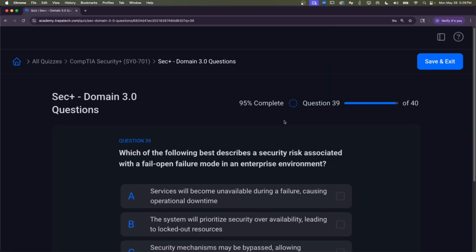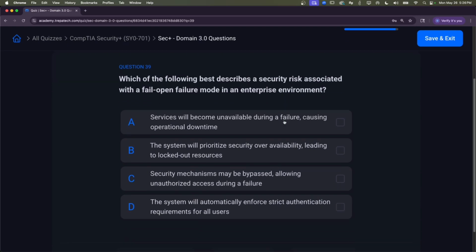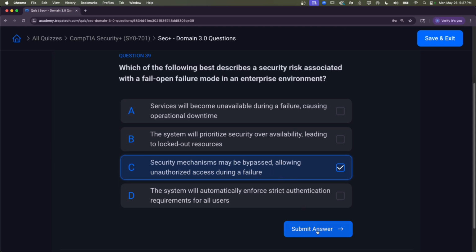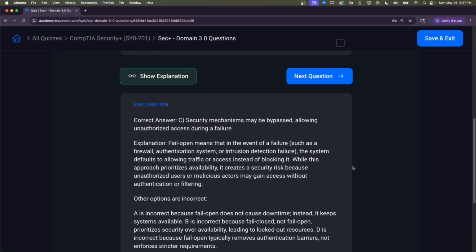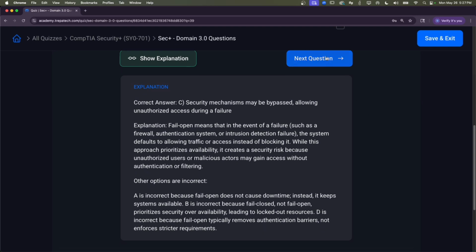Question 39. Which of the following best describes the security risks associated with a fail open mode in an enterprise environment? So fail open, right? That's where everything else fails, and instead of shutting down a system or whatever the case may be, we're still operational. So we're going to go with C here. Security mechanisms may be bypassed, allowing unauthorized access during a failure. Pause the video if you'd like to read the explanation.